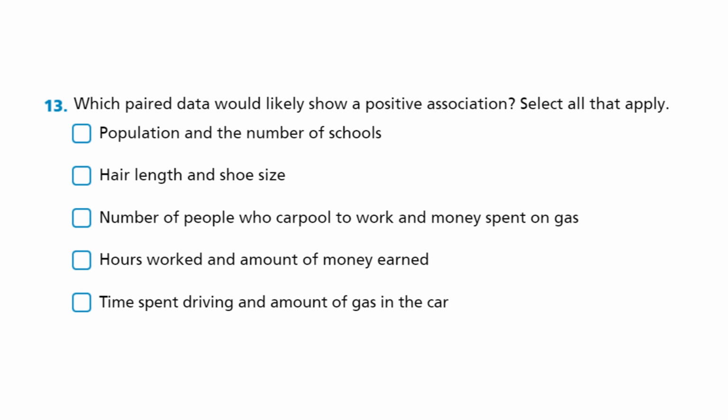Number 13. Which paired data would likely show a positive association? Select all that apply. So for a positive association, we need two positive statements. So if we say the higher the population, the higher the number of schools, that would be a true statement. The more people there are, the more schools we need. Number 2, the longer the hair, the larger the shoe size. Does not make sense. Shoe size and hair length do not go together.